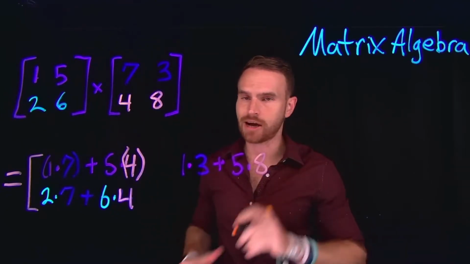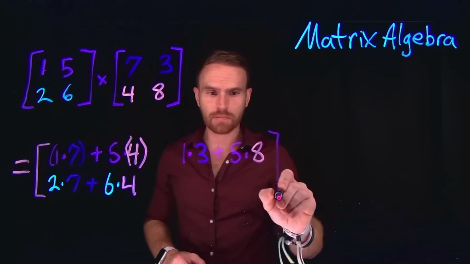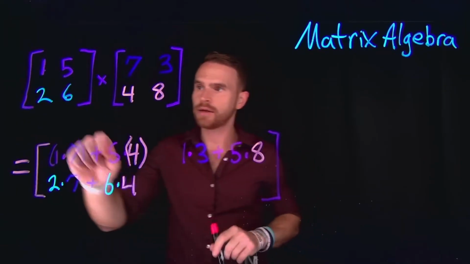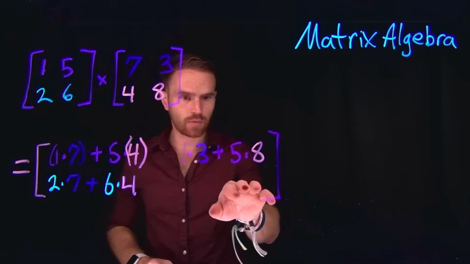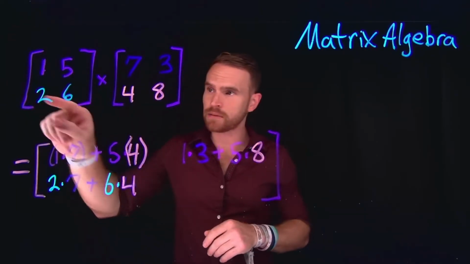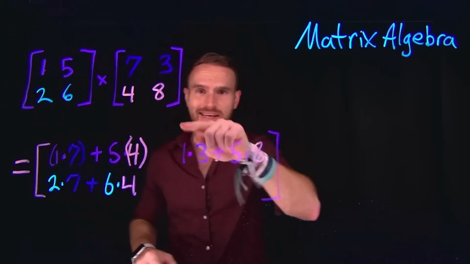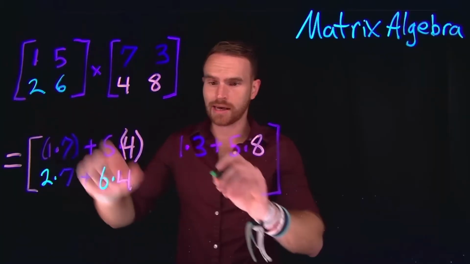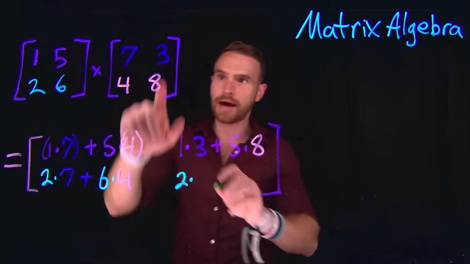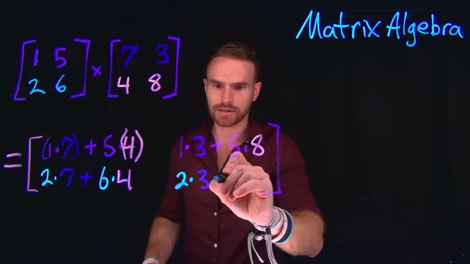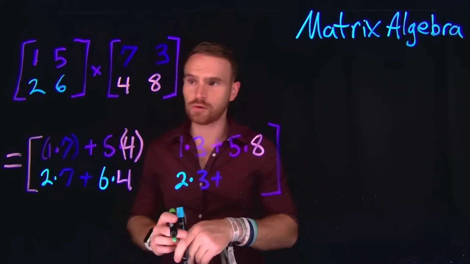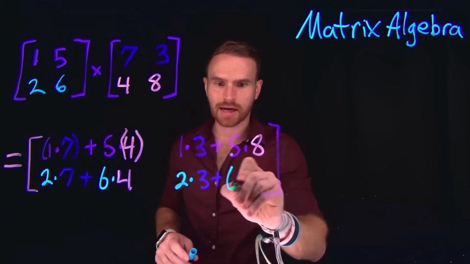So 5 times 8. And now we just have one more position to satisfy, and for that we're going to start on the second row because we're filling in the second row, second column. Therefore, we're going to be using the second row and the second column. So then here we're going to take 2 and multiply that by the 3, which came from the second column of the second matrix, and that is going to be added to 6 times 8.